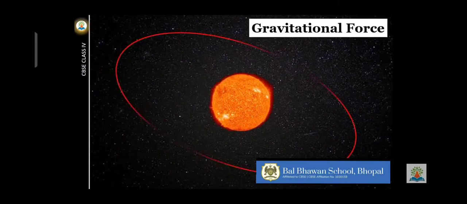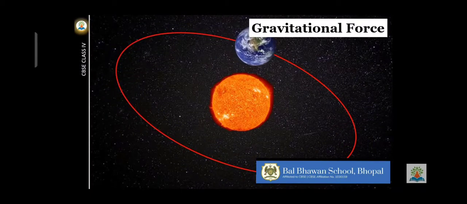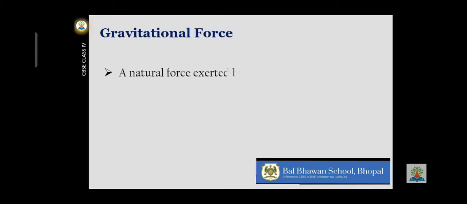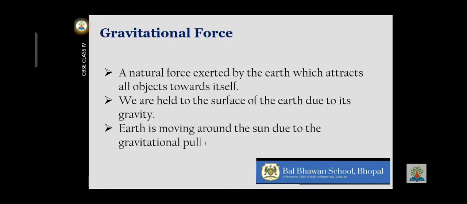Gravitational force is the force that pulls objects downwards toward the center of the earth. We also call it gravity. Force of gravity is acting on an object even when the object is at rest. So what is gravitational force? A natural force which is exerted by the earth and which attracts all objects towards it is called gravitational force. We are all held to the surface of the earth due to its gravity, and earth is moving around the sun due to the gravitational pull of the sun. So I hope you all have understood what is gravitational force or gravity.